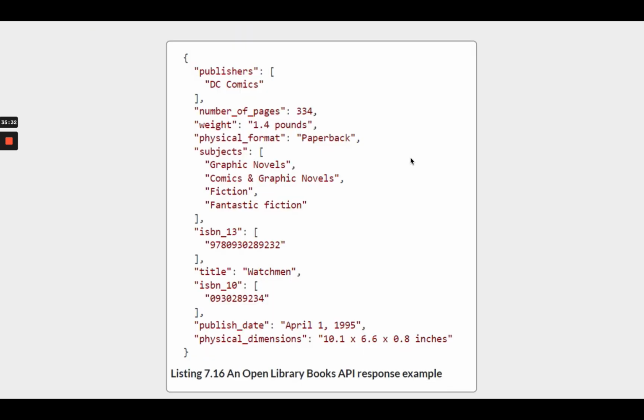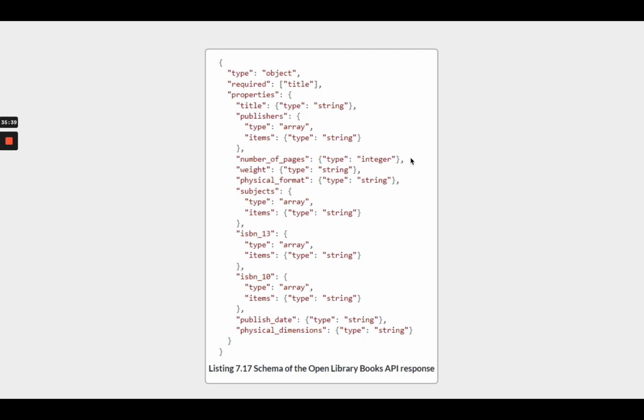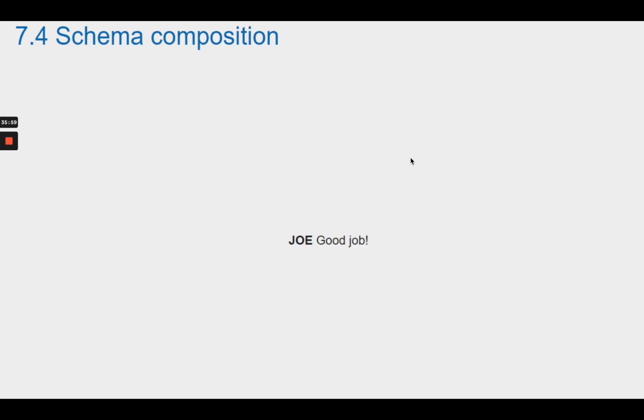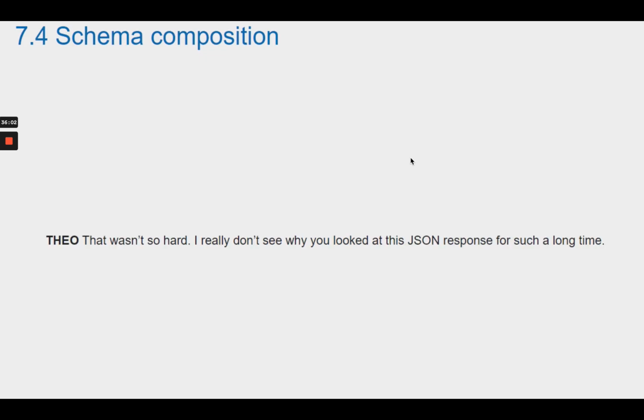Theo taps a few keys on his keyboard and brings up the response. Joe looks at the JSON for a long time. Theo asks himself, what could be so special in this JSON? While Joe is meditating about this piece of JSON, Theo writes the JSON schema for the Books API response. It doesn't seem to be more complicated than any of the previous schemas. When Theo is done, he asks Joe to take a look at the schema. Joe: Good job. Theo: That wasn't so hard. I really don't see why you looked at this JSON response for such a long time.